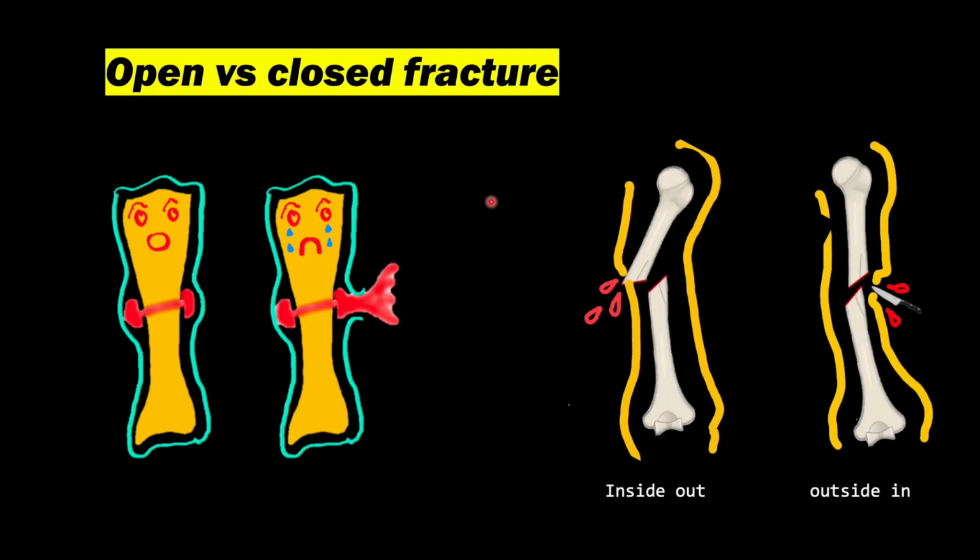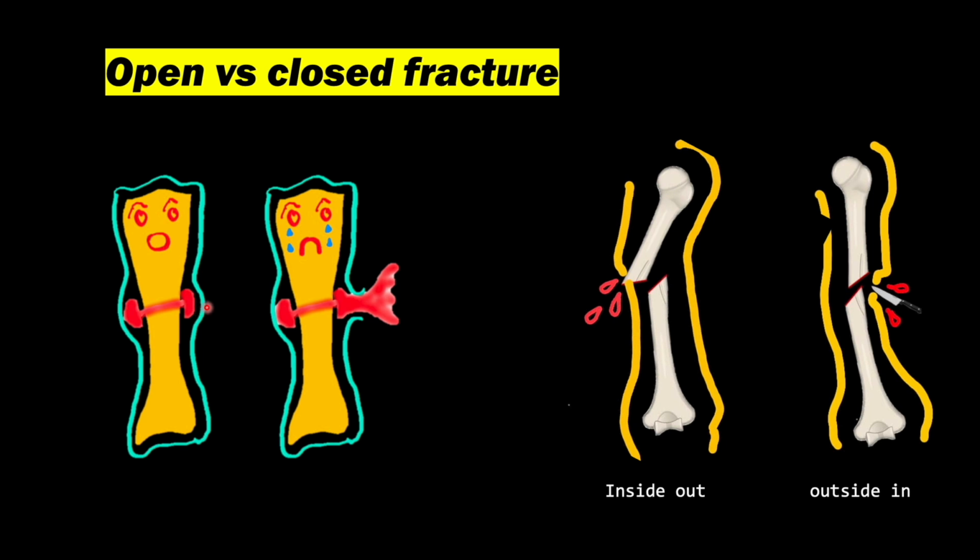Then we can classify the fractures according to their open or closed nature. The fracture is called open when the fracture hematoma leaks out to the external environment, and in closed fracture the fracture hematoma remains contained and is not in continuity with the external environment. Also, it is very important to differentiate the open fractures from the fractures which are associated with a wound. So if the patient is having a wound and a fracture, that doesn't mean that the fracture is an open one. The wound has to communicate with the fracture hematoma, only then it will be called an open fracture.